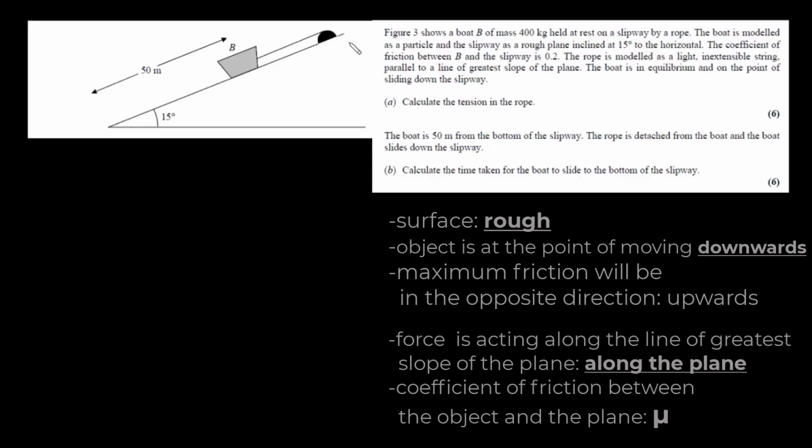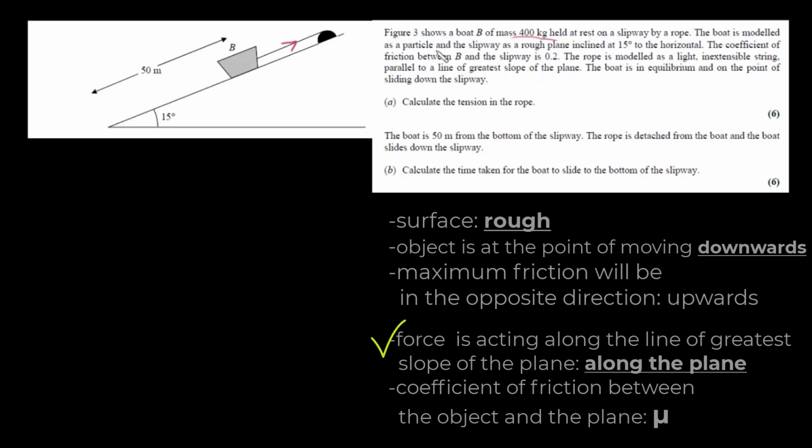We have this inclined plane and there is a boat. The mass of the boat is 400 kg, and it is at rest on a slipway. It's held by a rope, and that's going to be some sort of tension.